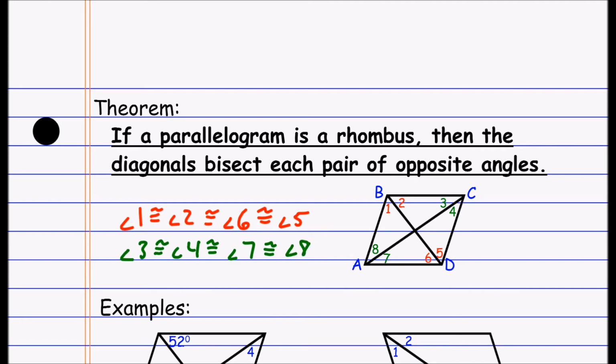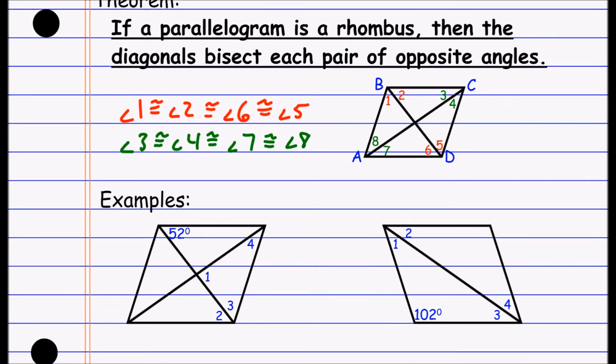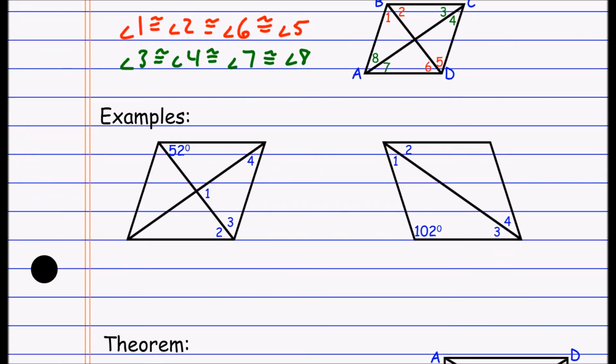Okay? And so if we kind of use this looking at a couple rhombuses here, and for these examples we're going to assume that these are rhombuses.